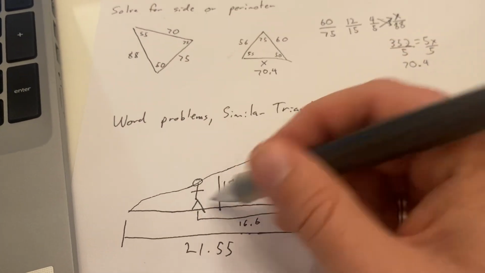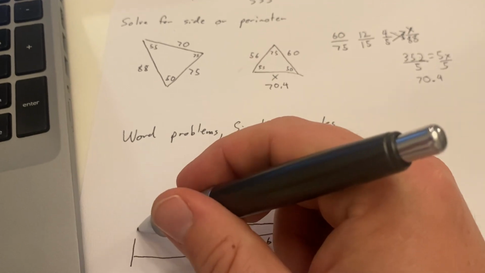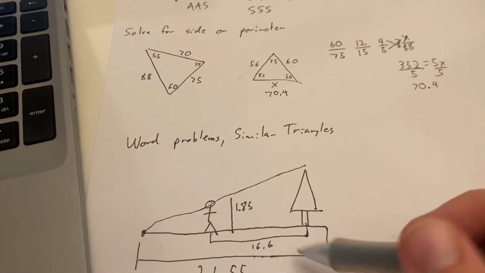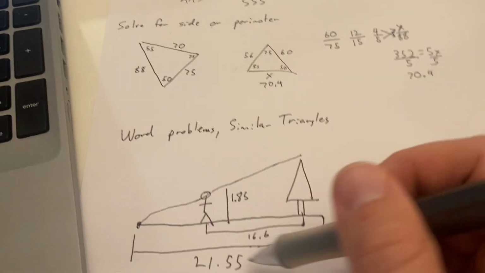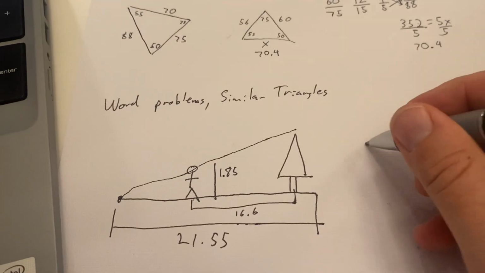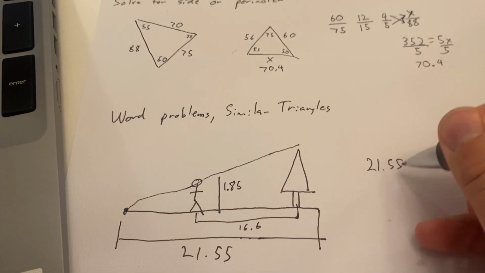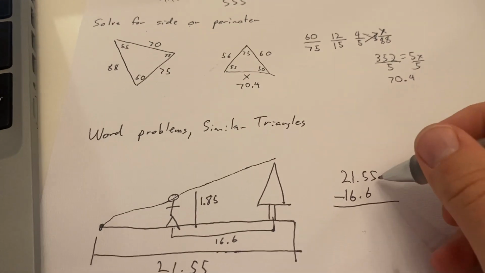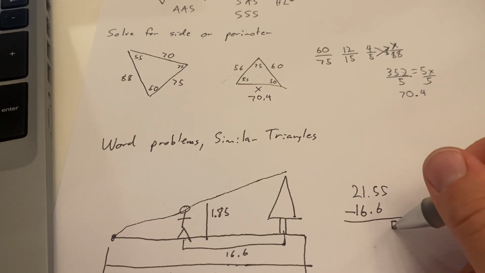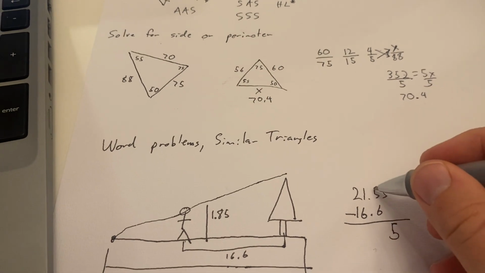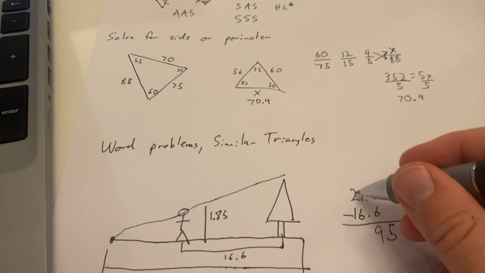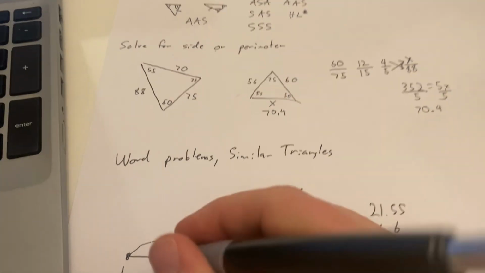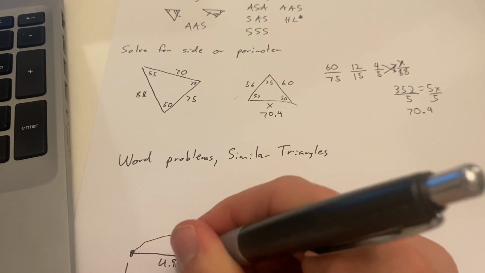It gives me the distance of the person to the tree, but not the person to this vertex point over here. And it gives me the distance from the tree to the vertex point. So the first thing I have to do is take 21.55, and I have to subtract 16.6, because this is going to give me my small triangle. 5 minus nothing is 5. That'd be 15 minus 6 is 9. This would be 20 minus 16 is 4. So this is going to be 4.95 here.